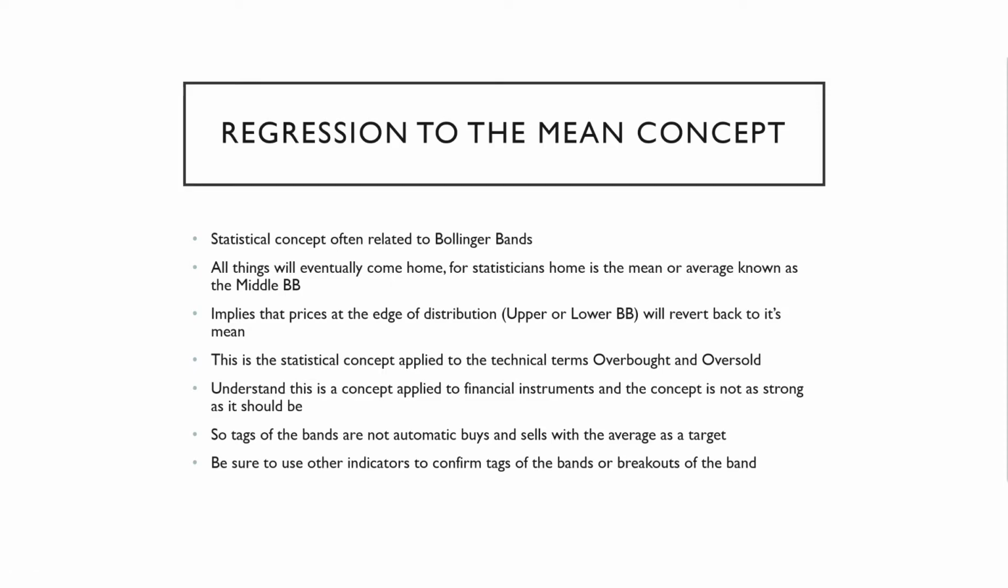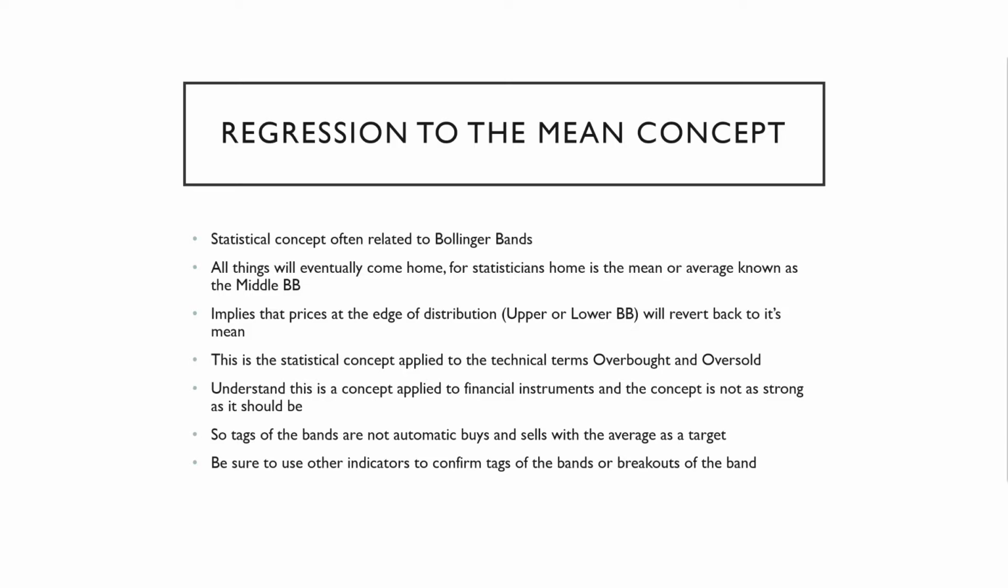Now, the last concept is the regression to the mean concept, okay? It is a statistical concept often related to Bollinger Bands. The concept is all things will eventually come home, okay? So for statisticians, home is the mean or average, known as the middle Bollinger Band. It implies that prices at the edge of distribution, upper or lower Bollinger Band, will revert back to its mean, the middle Bollinger Band. This is the statistical concept applied to the technical terms overbought and oversold.